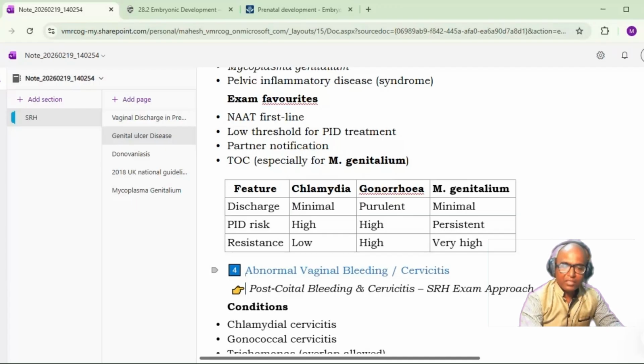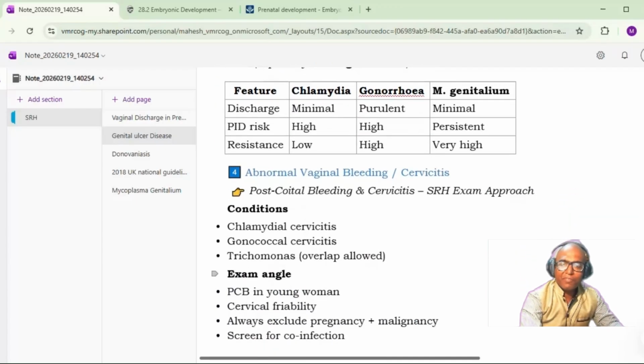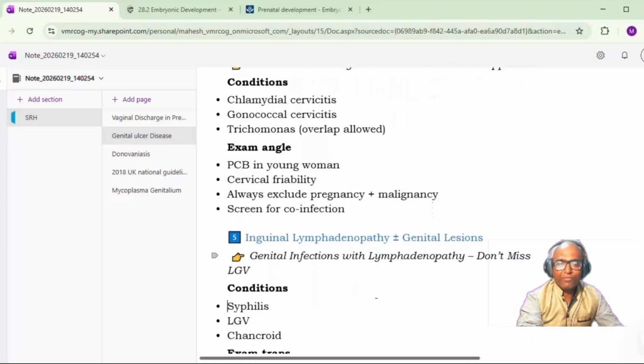Next is abnormal bleeding. Sometimes if the clinical presentation is in the form of abnormal bleeding, what are we going to think? Again, we will think about chlamydia, gonococcal, or Trichomonas vaginalis. Trichomonas we have seen with discharge, but if it is postcoital bleeding or cervicitis, our differential diagnosis will be out of these three. Cervical friability: always exclude pregnancy and malignancy, and screen for co-infection also.